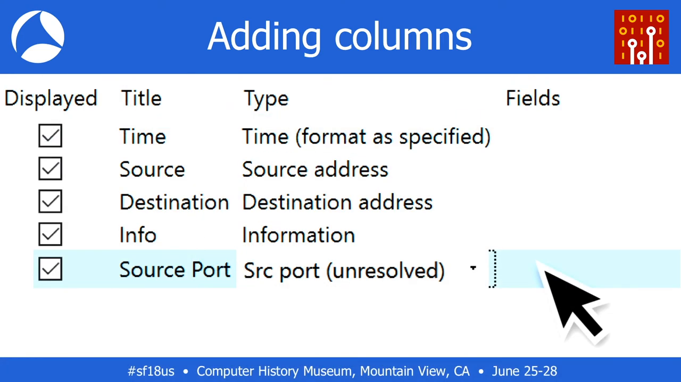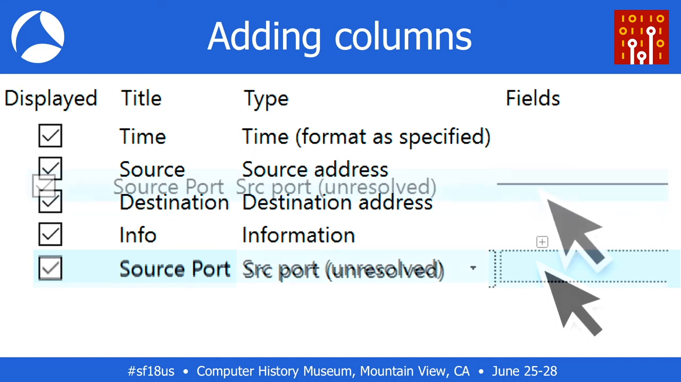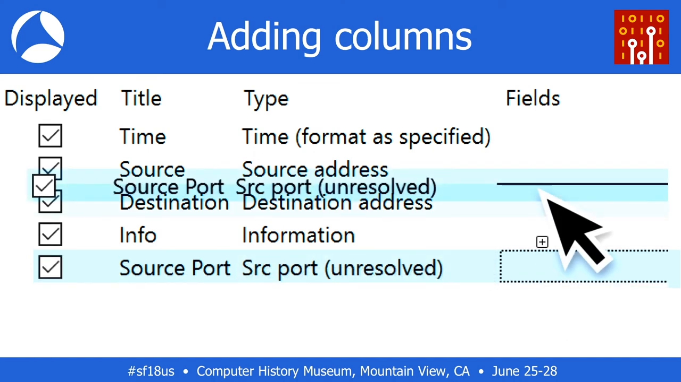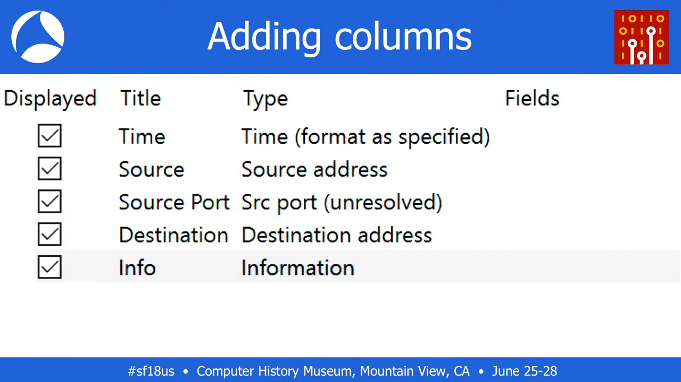So when you get done, you should have at the bottom of your display list, source port, SRC port unresolved. You should be able to left click on that and drag it up to change the location of that column display. I'm going to put it right after source address. You're basically dragging and dropping it. So once you drag it up there after source address, this is what you should see. Time, source address, source port, destination address, and info.